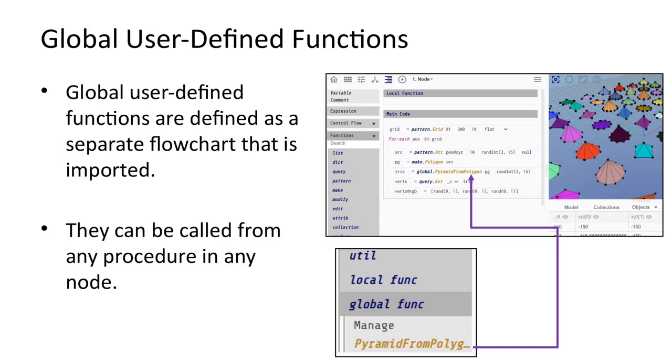Global user-defined functions are created as flowcharts that are imported. The functions are called global because they can be called by any procedure in any node. In the example, the global function converts any polygon into a pyramid shape. Global functions can be more complex than local functions. They can be a whole flowchart with multiple nodes and parameters. Importing a flowchart as a global function will make the name appear in the side menu under Global Functions.